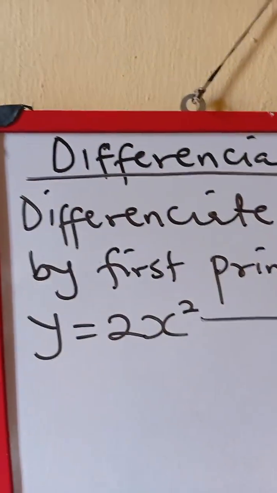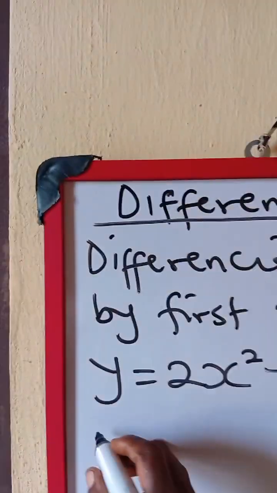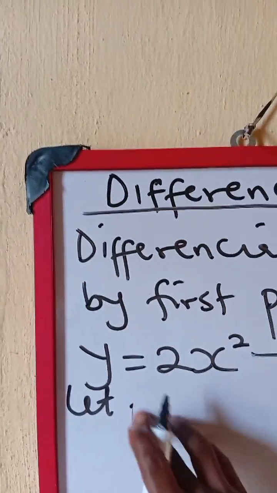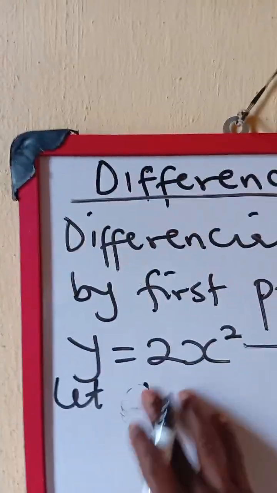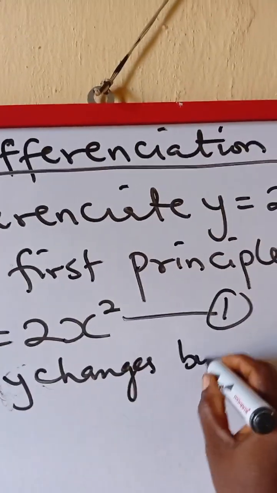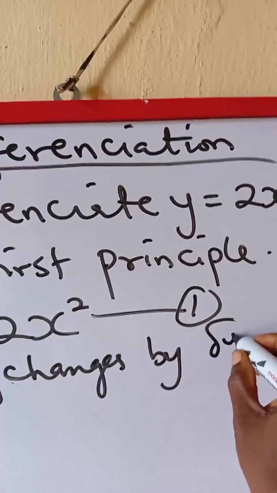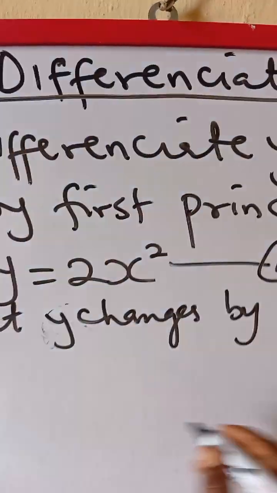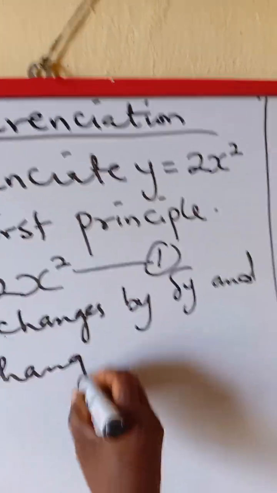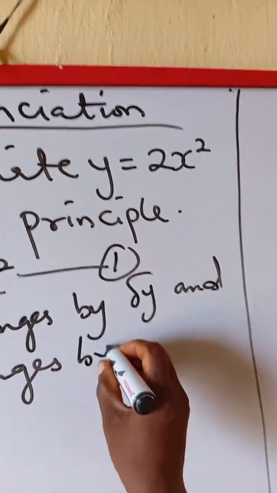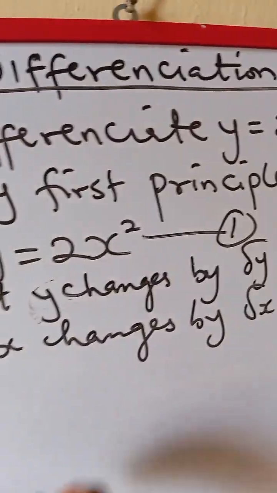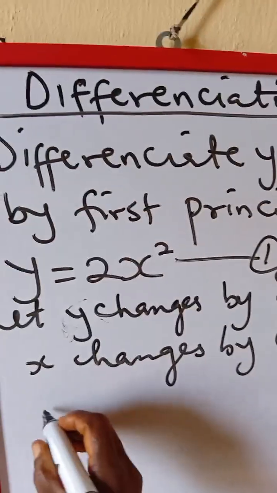Then we say let y change by a small change in y, and x change by a small change in x. So that means we are going to add this small change in y to y.